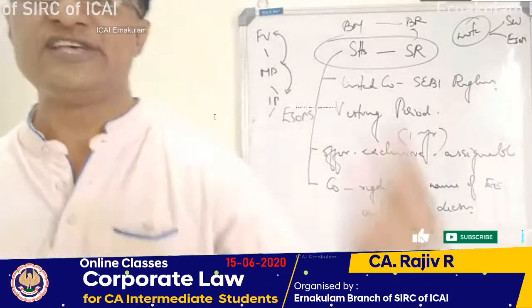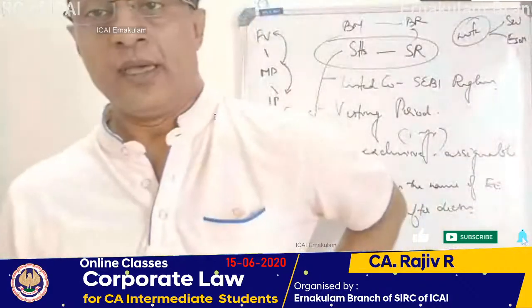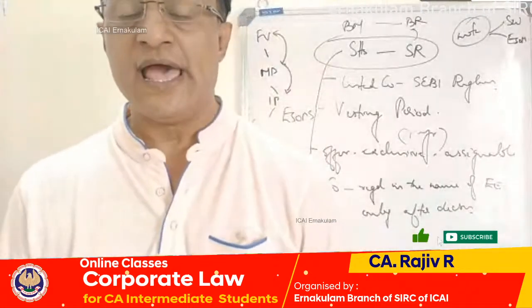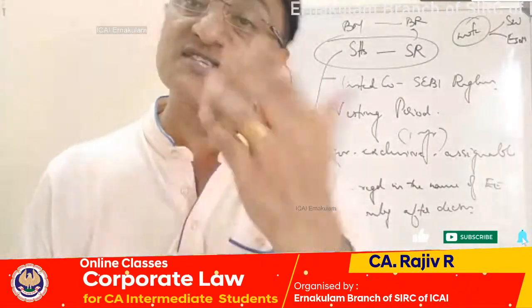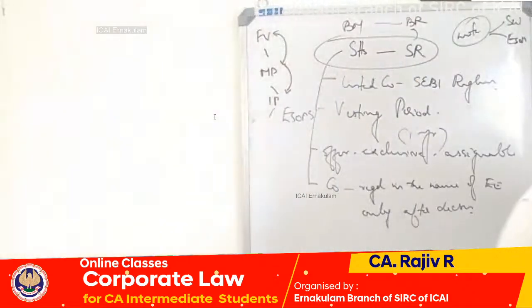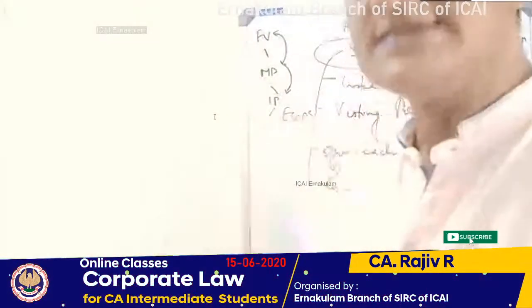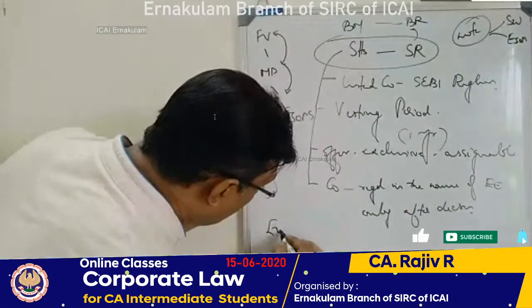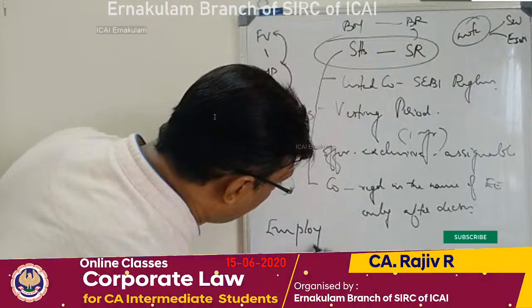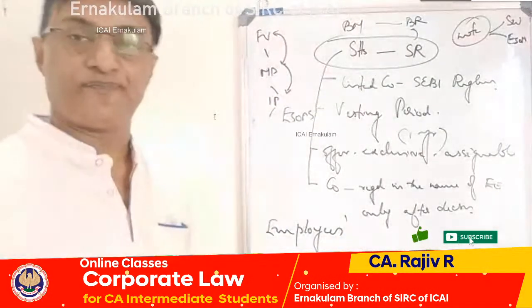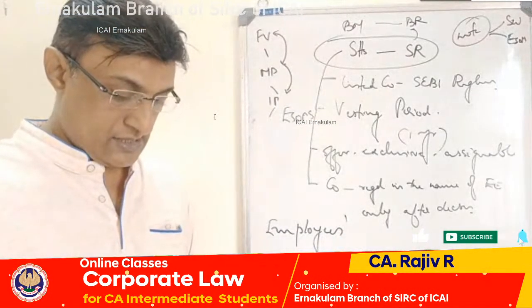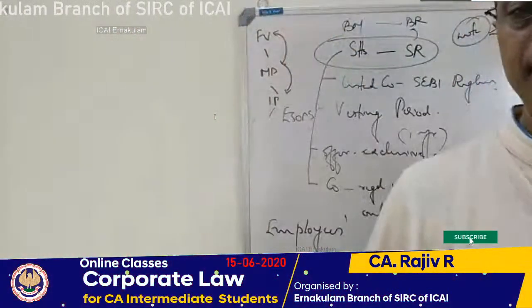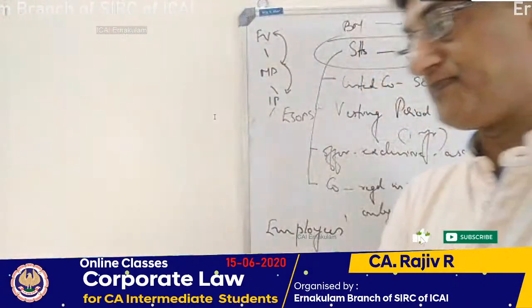Okay, so that is about the ESOPs. Come to that next. Number 4. And you write it in full first, then put the abbreviation in brackets. Employees' stock option plan or scheme.